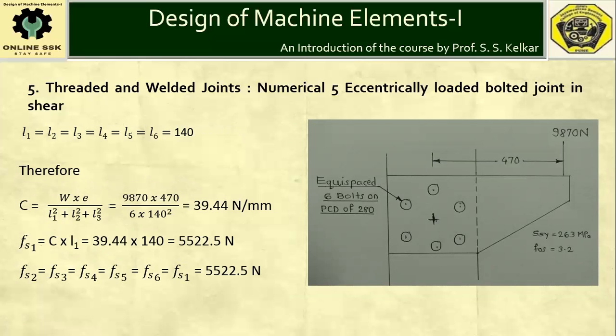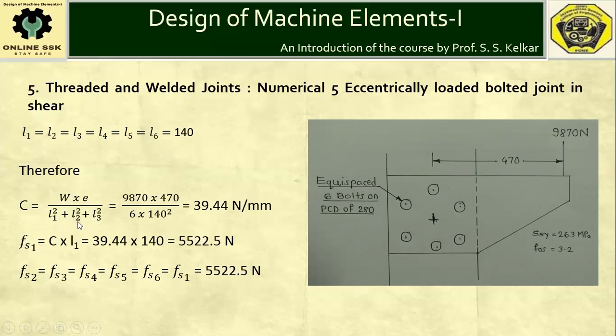As far as the secondary shear force Fs is concerned, Fs will be calculated as C times L, where L is the distance between the center of the bolt and the CG. As we have already discussed, for all the 6 bolts, this distance L1, L2, etc. is given by the radius of the imaginary pitch circle, and in this particular case that value is 140. Therefore L1, L2, etc. values are equal to 140.